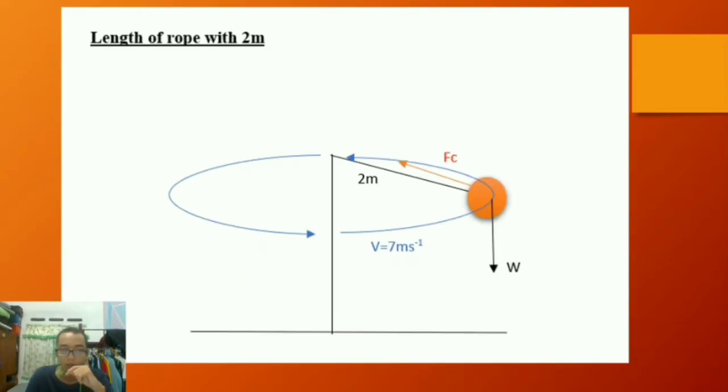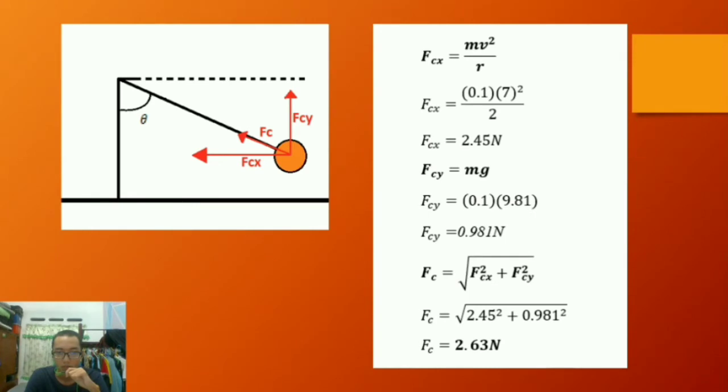And it is the same situation as this, with the length of rope at 2 meter. Here we got the calculation: FCX equals 2.4 Newton, and FCY equals 0.981 Newton, and the resultant force we got is 2.63 Newton. Okay, that's all from me.